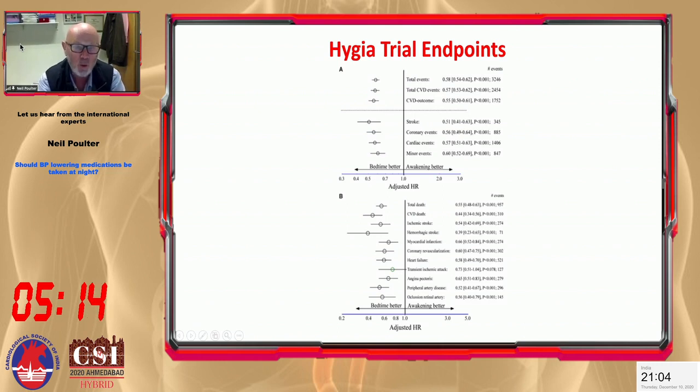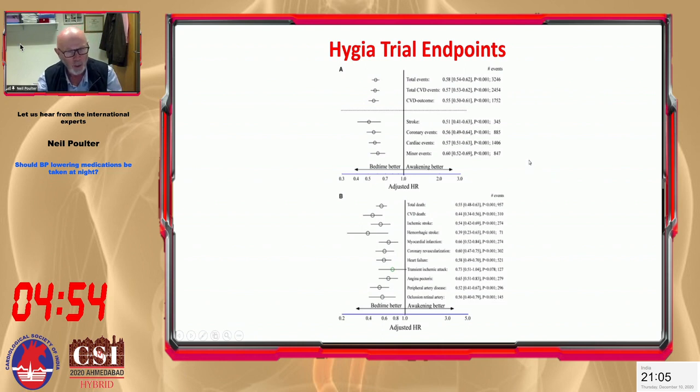Over 30 or 40 years of being involved with cardiovascular trials, I have never, ever, ever seen this size of reduction in cardiovascular events associated with an intervention, whether it's aspirin, streptokinase, statins, and so on. Just never seen this sort of benefit.